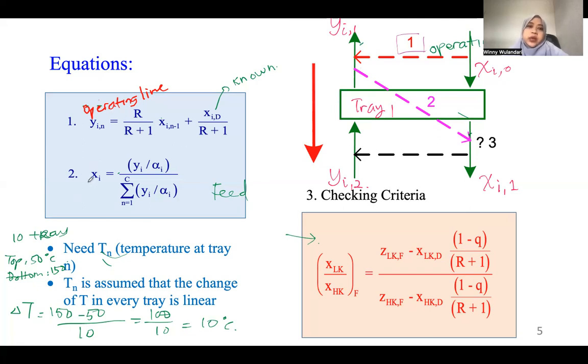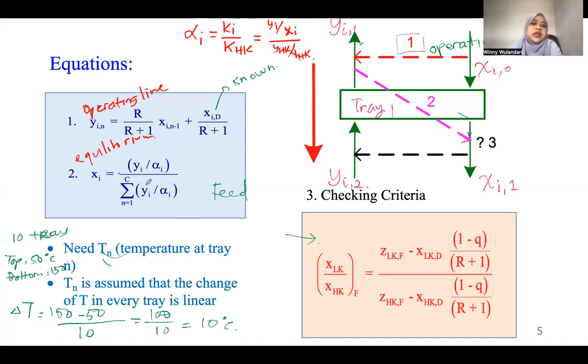Okay, for the second one, this is for the equilibrium. You have x_i equal to y_i over alpha_i, over the sum from 1 until the number of components of y_i over alpha_i. Remember, alpha_i is the K value of i divided by the K of the heavy key component, or equal to y_i over x_i divided by y_HK over x_HK.